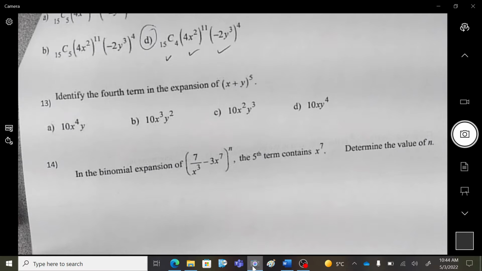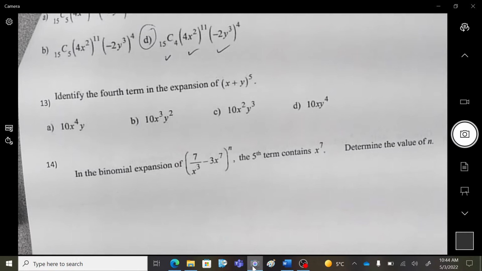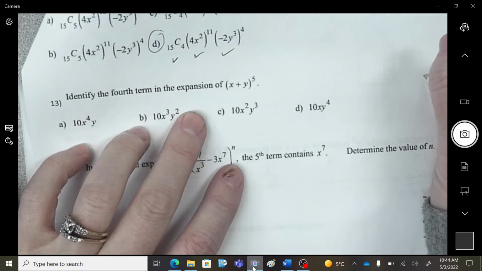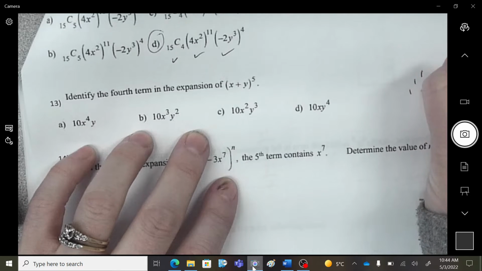Identify the fourth term in this expansion. Okay, so fourth term, I'm going to do Pascal's here.